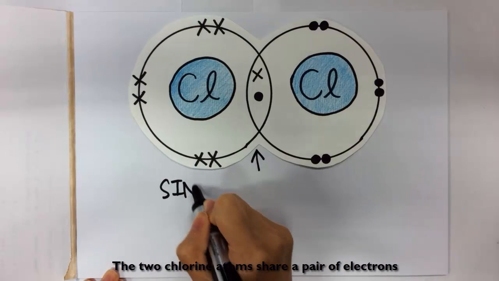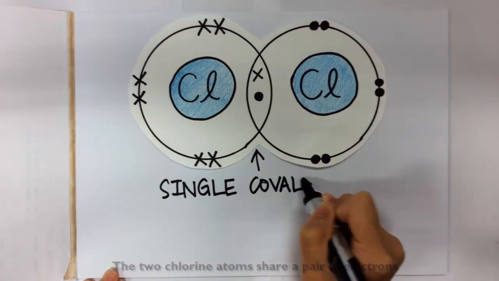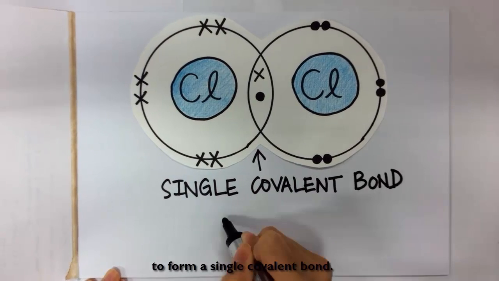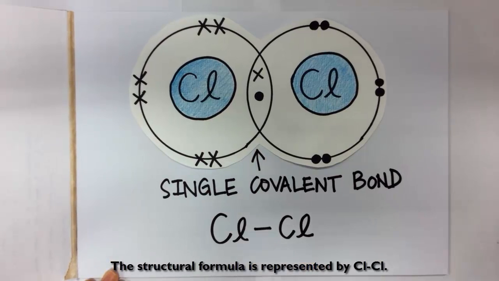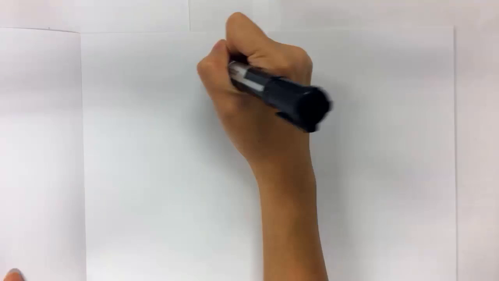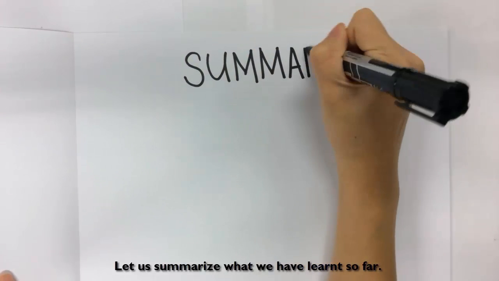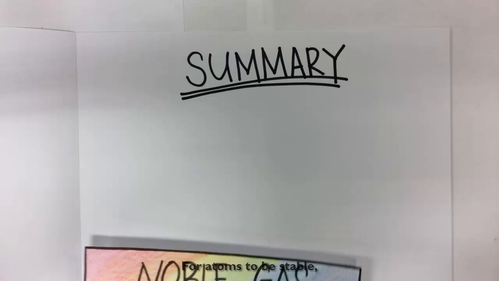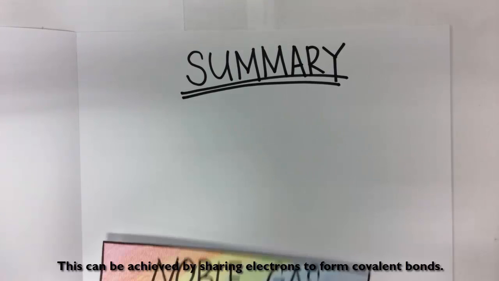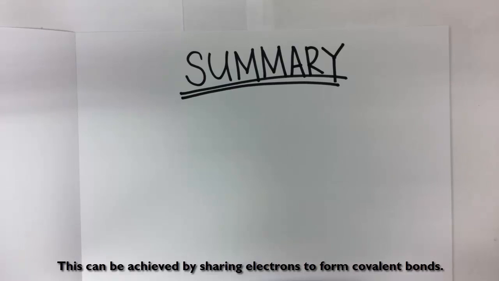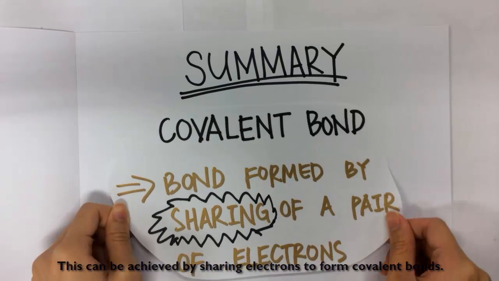The 2 chlorine atoms share a pair of electrons to form a single covalent bond. The structural formula is represented by Cl-Cl. Let us summarize what we have learned so far. For atoms to be stable, they need to have noble gas configuration. This can be achieved by sharing electrons to form covalent bond.